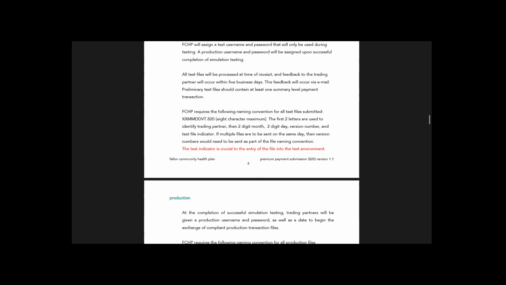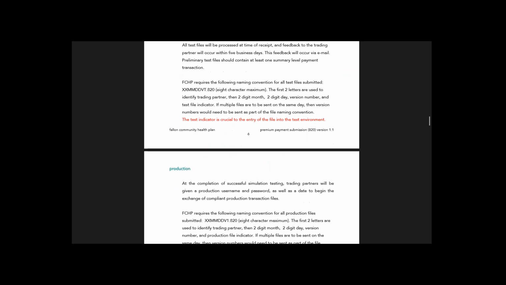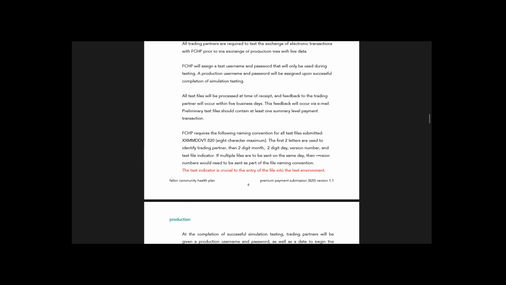Because HIPAA doesn't limit that, saying if you are a small organization, you should use this transaction, and if not, you should not. There is no limitation on that.